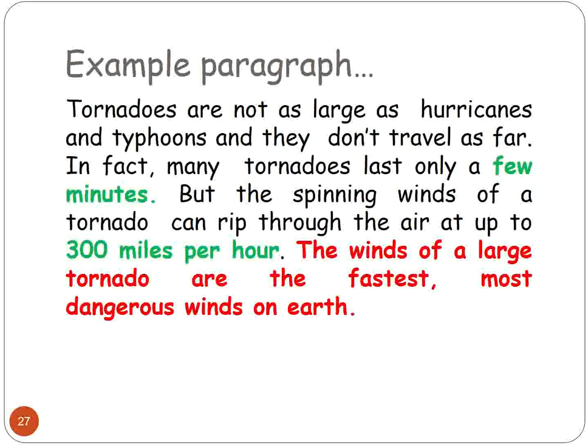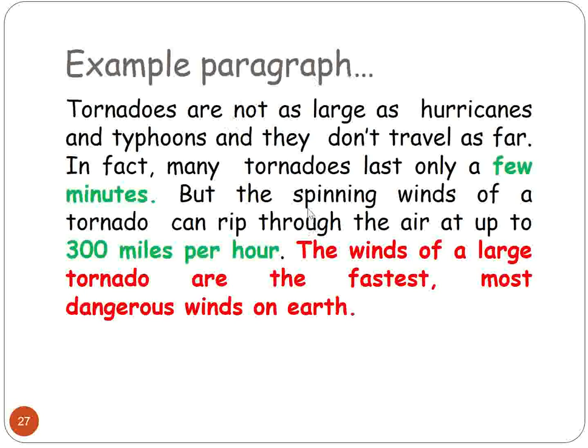Tornadoes are not as large as hurricanes and typhoons, and they don't travel as far. In fact, many tornadoes last only a few minutes, but the spinning wind of a tornado can rip through the air at up to 300 miles per hour. The winds of a large tornado are the fastest, most dangerous winds on earth.